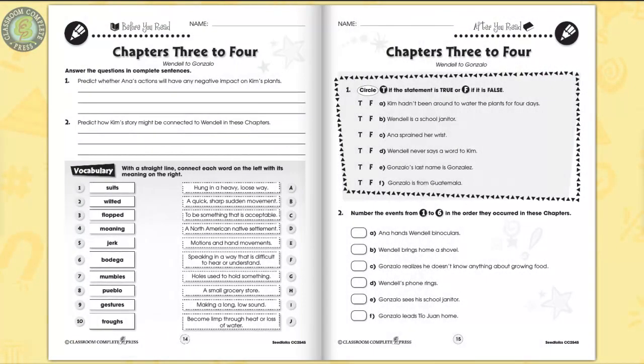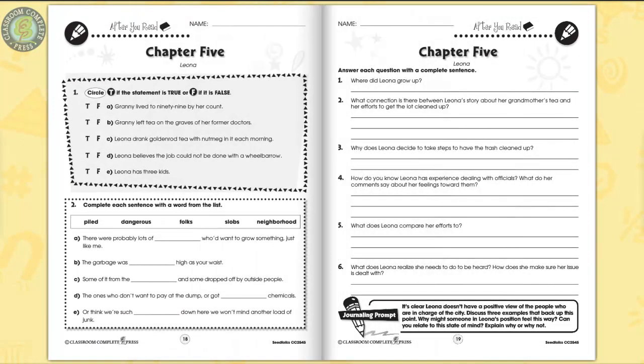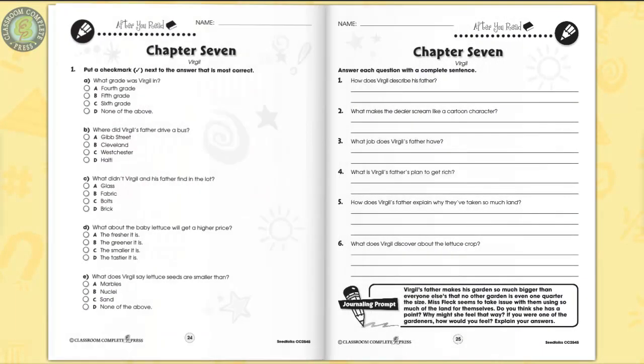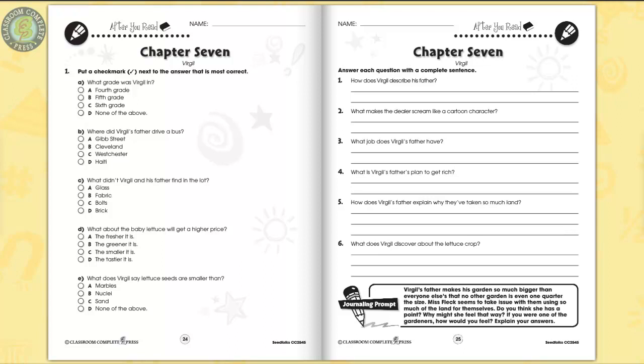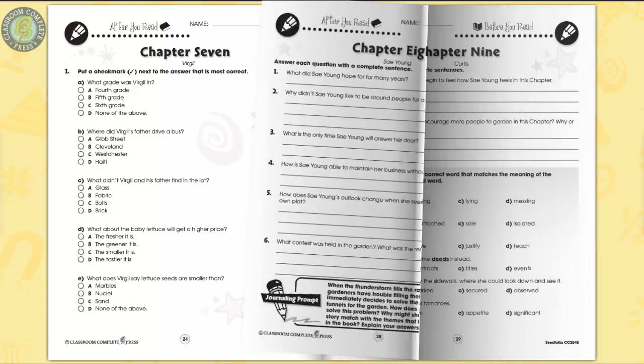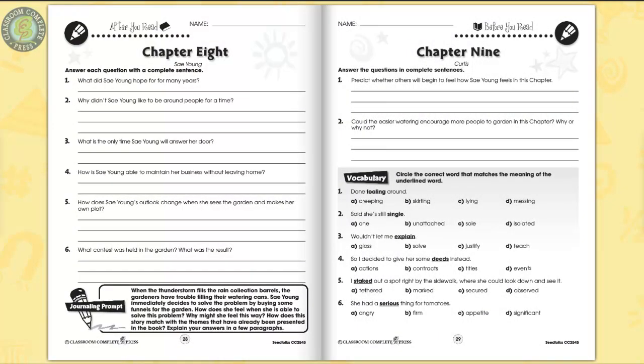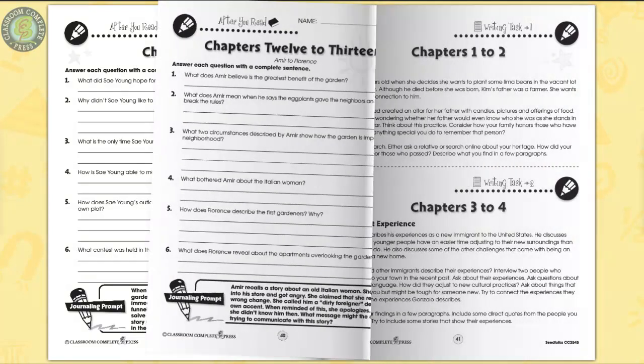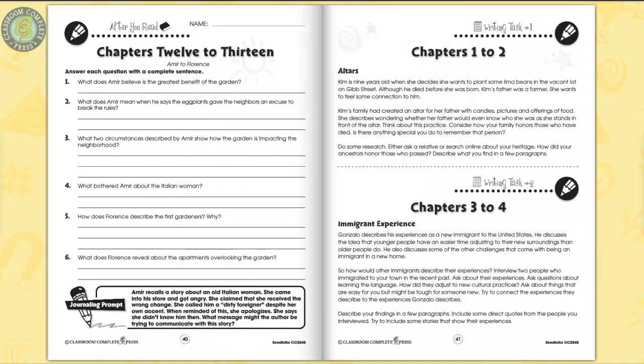Students make predictions on how certain characters might be connected to each other. Analyze Leona's comments about her experience dealing with officials to characterize her feelings towards them. Answer multiple-choice questions about Virgil's relationship with his father. Students explore Sae Young's actions when the thunderstorm fills the rain collection barrels and relate this back to the themes of the book. 6 additional writing tasks follow.